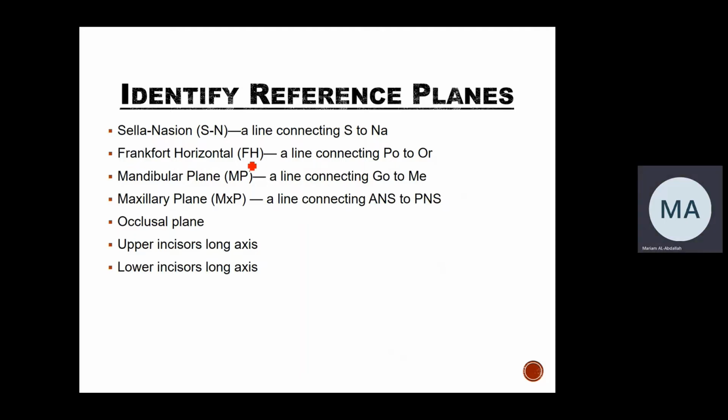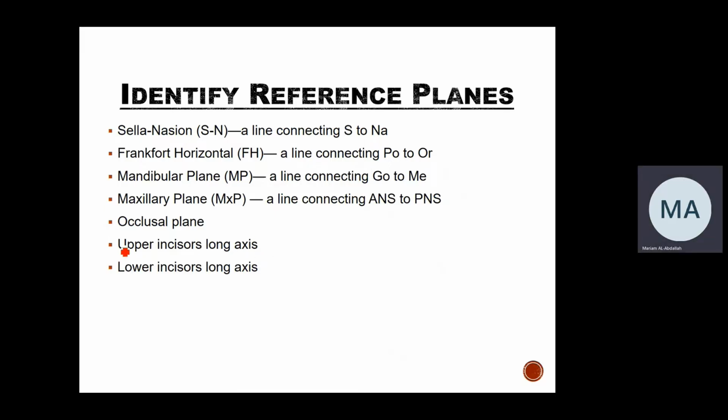The Frankfurt horizontal plane is a line that connects porion to orbitale. The mandibular plane is a line connecting gonion to menton. The maxillary plane is a line connecting the anterior nasal spine with the posterior nasal spine. The functional occlusal plane represents the maximum intercuspation in the posterior segment, including the first permanent molar and the premolars, ignoring the incisors, the overjet, the overbite, and ignoring the sevens. So it's a line that represents the maximum intercuspation between the upper and the lower teeth.